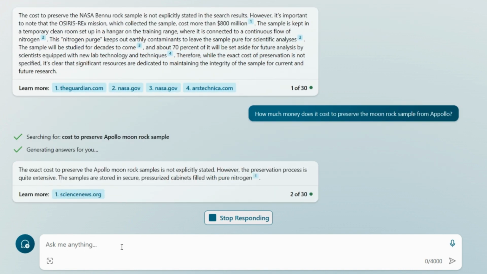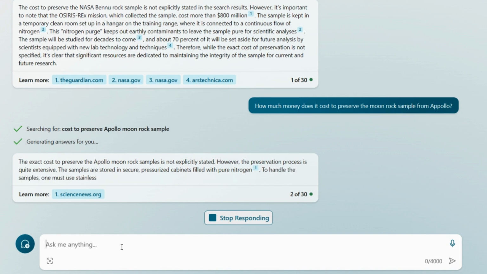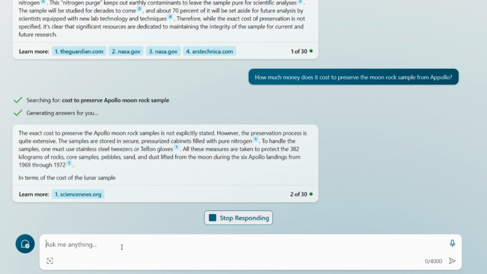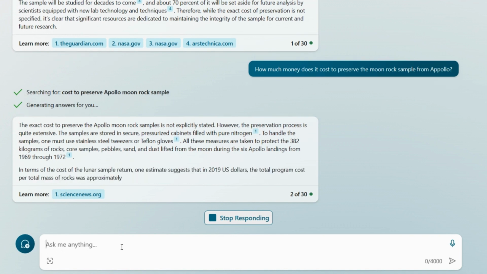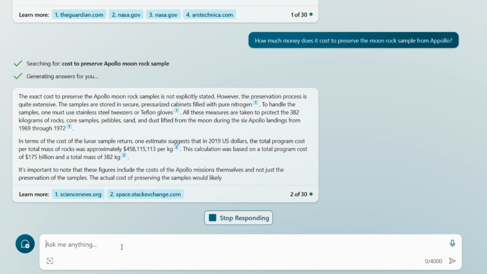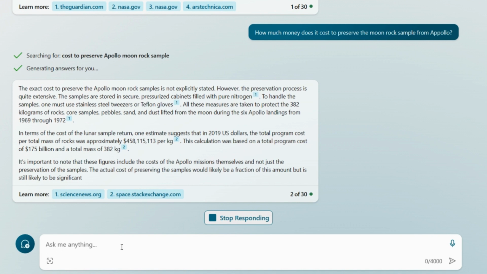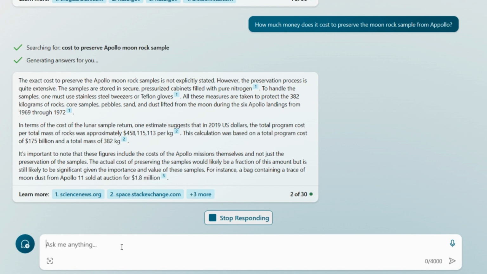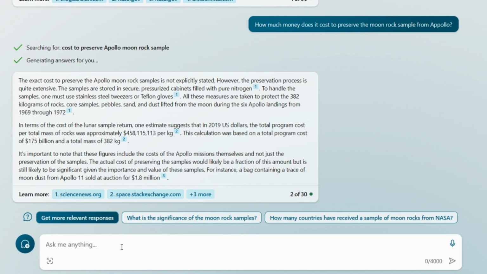Exact cost to preserve the Apollo moon rock sample is not explicitly stated. However, the preservation process is quite extensive. The samples are stored in secure, pressurized cabinets filled with pure nitrogen. To handle the samples, one must use stainless steel tweezers or Teflon gloves. All these measures are taken to protect the 382 kilograms of rocks, core samples, pebbles, sand, and dust lifted from the moon during the six Apollo landings from 1969 through 1972. In terms of the cost of the lunar sample return, one estimate suggests that in 2019 U.S. dollars, the total program cost per total mass of rocks was approximately $458,115,000 per kilogram. This calculation was based on a total program cost of $175 billion and a total mass of 382 kilograms. It's important to note that these figures include the cost of Apollo missions themselves and not just the preservation of the samples.